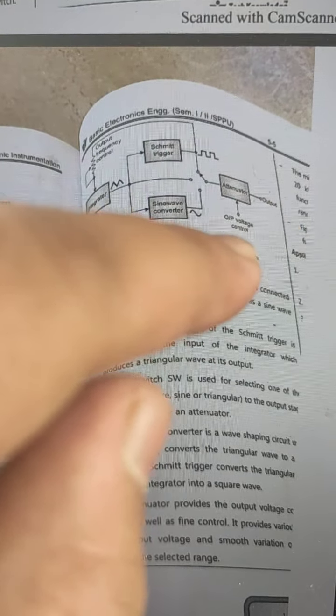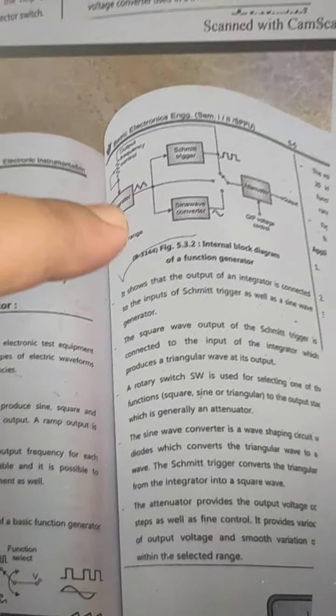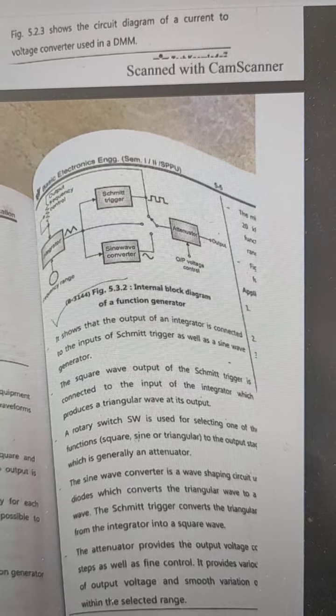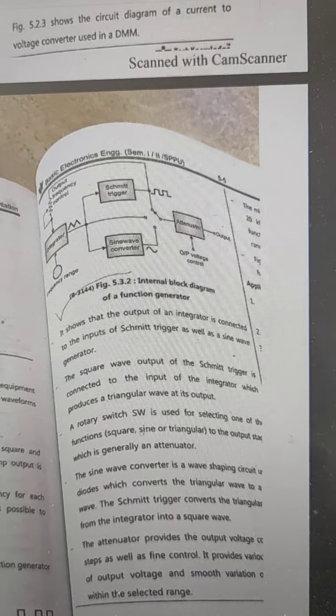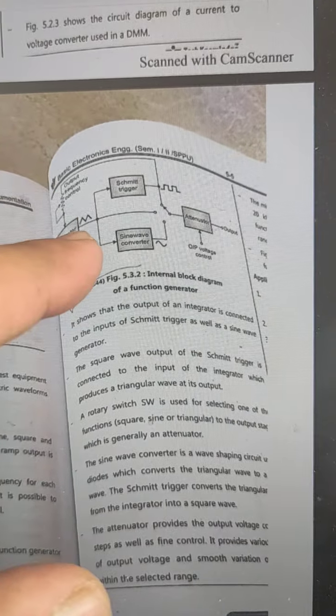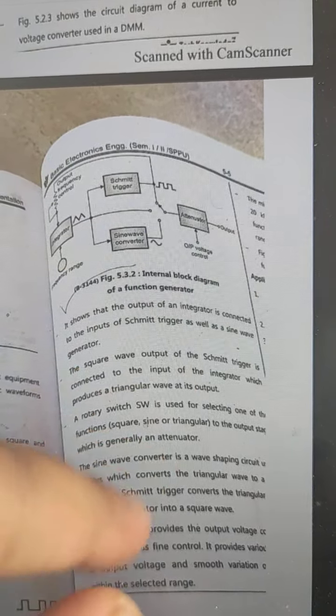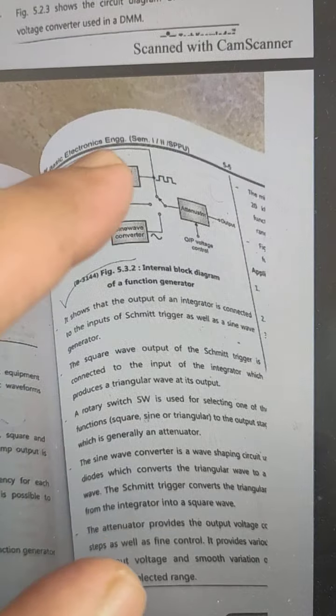This is output voltage control, and this is our frequency range. So this is also a very important topic, that is a function generator. In the exam, a question is asked like this: draw the block diagram of function generator. You just have to draw this block diagram, and explain it block wise, meaning the function of each block.